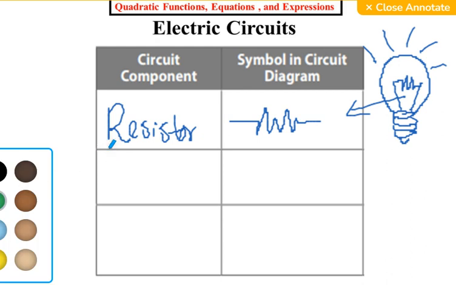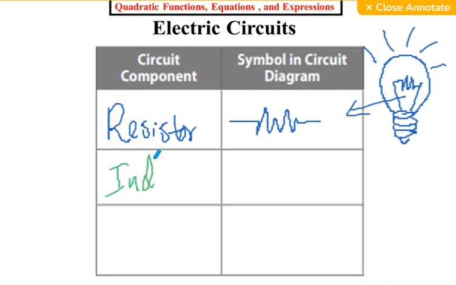The second one is known as an inductor. Inductor. I'm using that green for that. And the symbol for that one is very similar to the first one, but instead of going zigzag, it goes in circles. Like that.